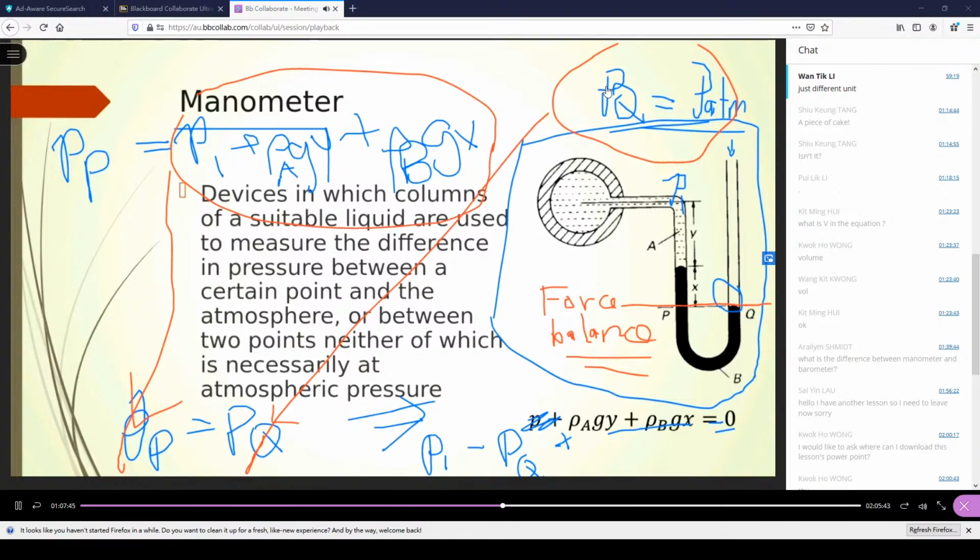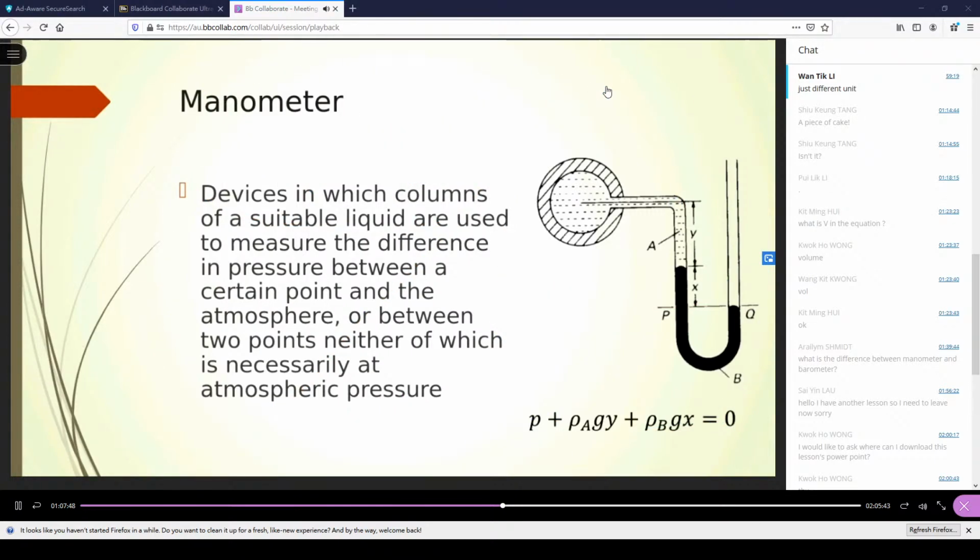Now in the handout you find I write just a small p here. This small p is the gauge pressure. Remember small p from our previous work: small p is equal to P1 minus atmospheric pressure. This is our definition of gauge pressure, the pressure relative to atmospheric pressure.